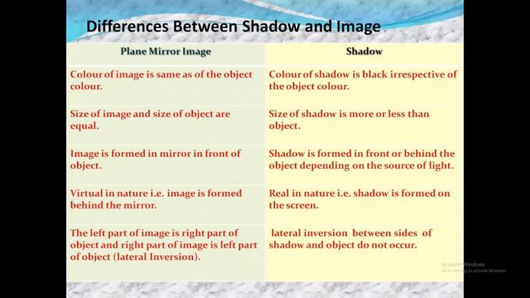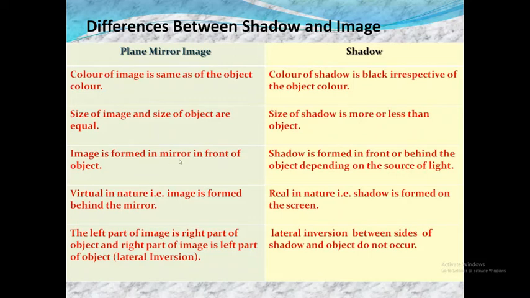What are the differences between shadow and image? Let us differentiate between them. The plane mirror image and the shadow. This is column for plane mirror image characteristics, and this is column for shadow characteristics. So first characteristic difference: color of image is same as of the object color. Color of shadow is black irrespective of the object color. Size of image and size of object are equal. Size of shadow is more or less than the object.